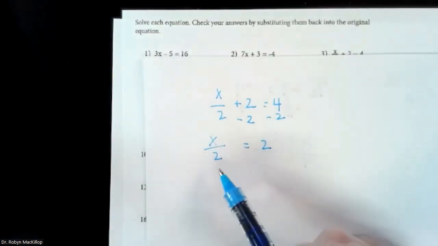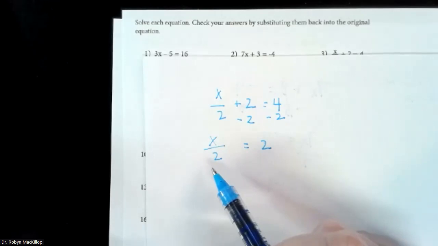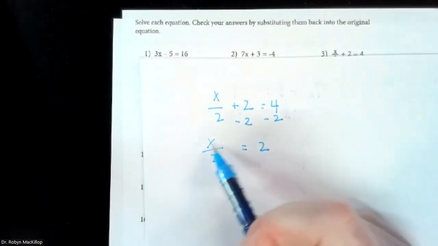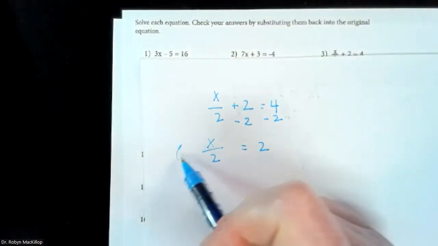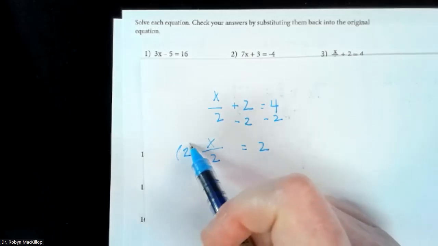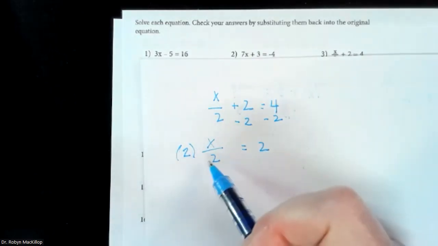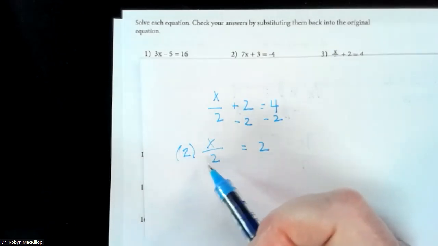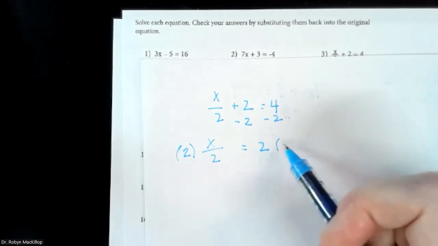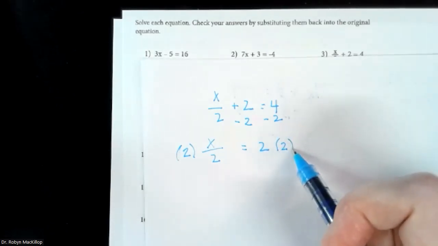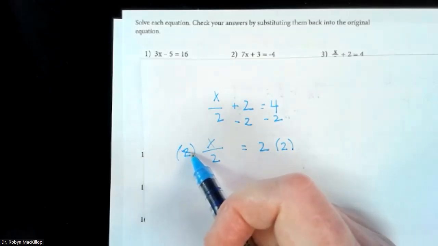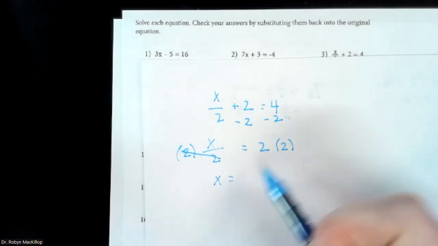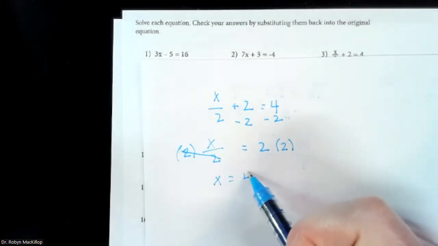Now we can deal with the division problem. And just like before, the opposite of multiplying is dividing. The opposite of dividing is multiplying. We are going to multiply this by 2. Whatever your denominator is, that's what you're going to multiply this by. That means you're going to multiply this side by 2. This cancels. So you just have x. And then 2 times 2 is 4.